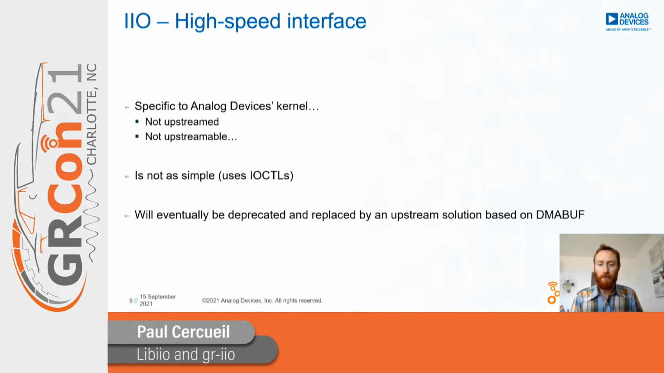The problems with this high-speed interface: it's specific to the Analog Devices kernel. It is not upstream and it is not upstreamable. It was probably upstreamable when it came out in the early 2010s, but now there are better mechanisms that could be used in the upstream kernel for this solution. The other thing is it is not as simple. It uses IOCTLs. You can't just read and write data using a bash script, for instance. I think it will eventually be deprecated and replaced by an upstream solution, as I said before, probably based on DMA-BUF, for those who know.